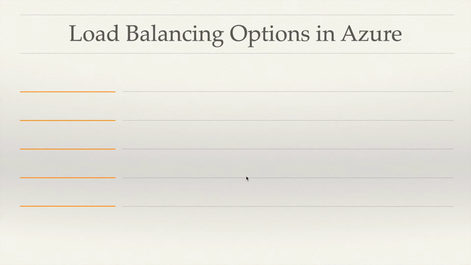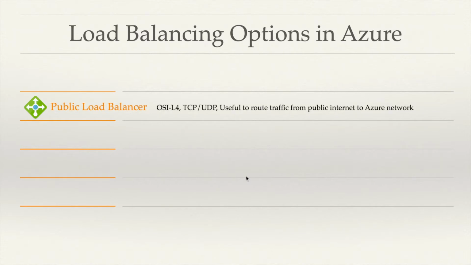Moving on to the load balancer types or the options available related to the load balancer in Azure. Azure offers four different types of load balancing service. First of them is the public load balancer. The public load balancer works on the OSI layer 4 traffic management topology, wherein it offers load balancing based on the TCP or the UDP port.